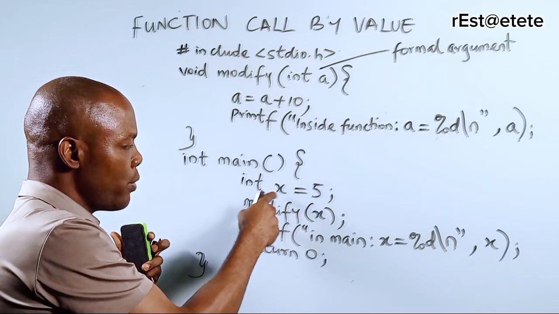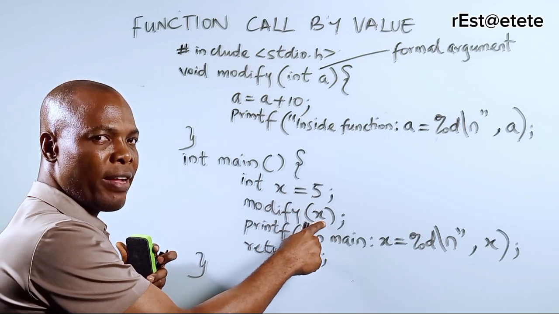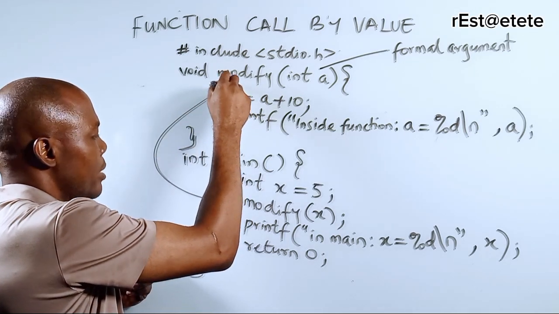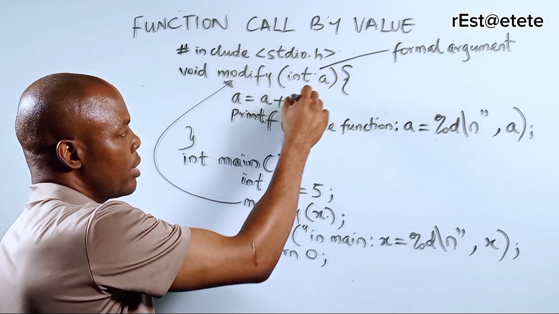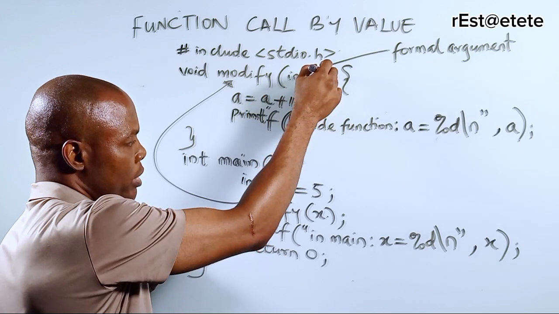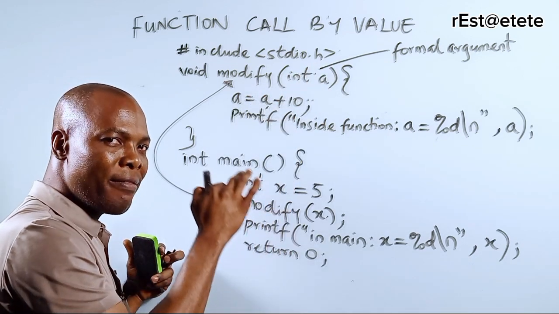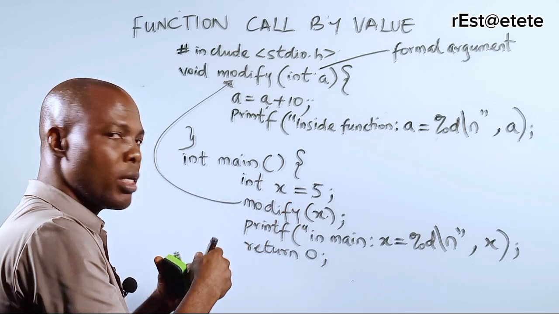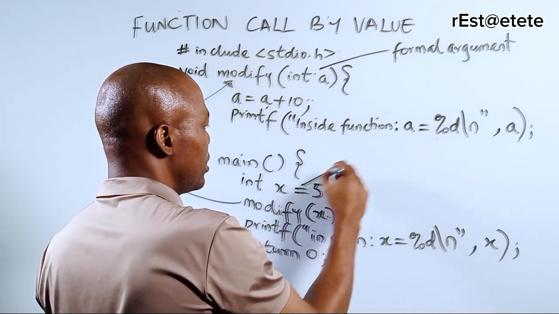So I declare the variable x, and I assign 5 to that x. Then I call modify, and I supply the value to it. So at this point, control will go to this function here, and x will be given to a. It will become 5, which is the original value, because what this soul is doing is call by value. So in calling by value, the soul is going to create a copy, not the original value. So this is the actual value, this one.